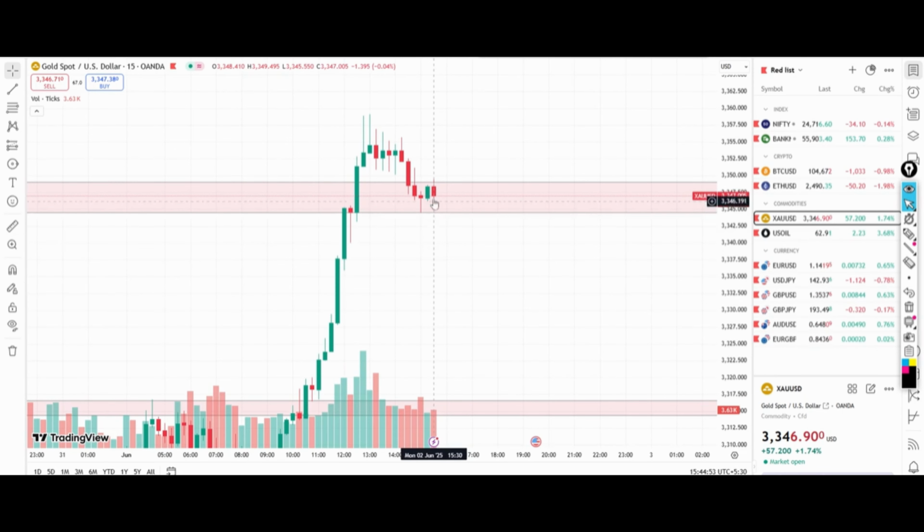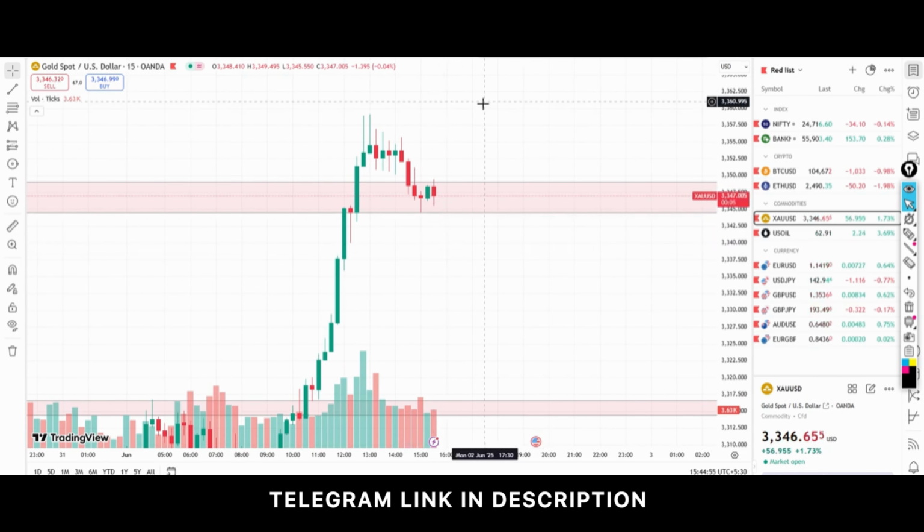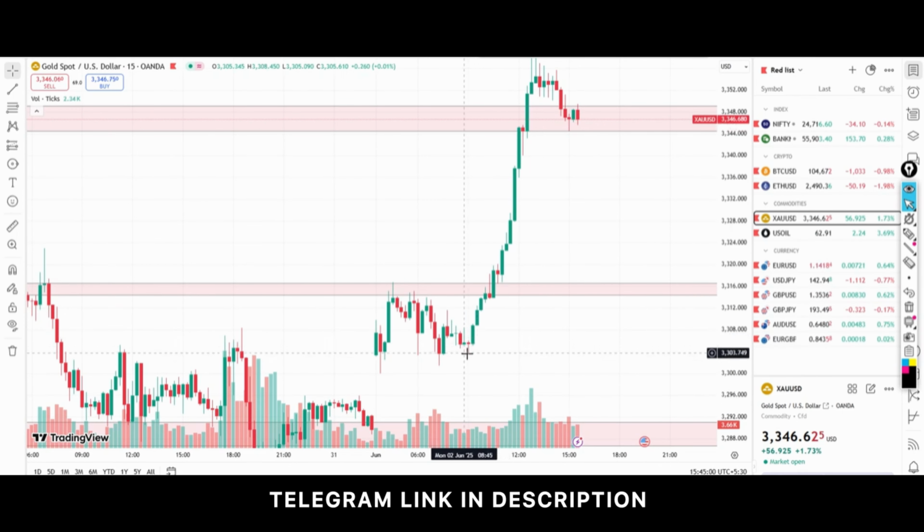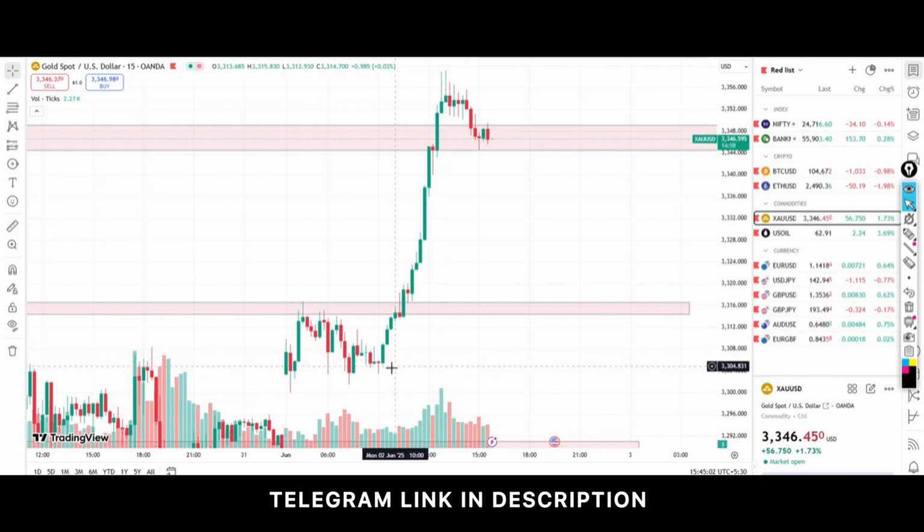Why? Because all the buyers who entered along the way, they're either looking to scalp with tight stop losses or ride the breakout for a long move. Now, if price forms a fake breakout candle, goes up and then closes back below, all of those buyers get trapped. And what follows? A sharp sell-off.